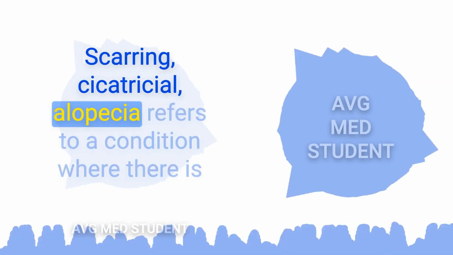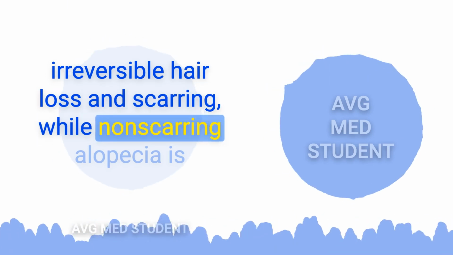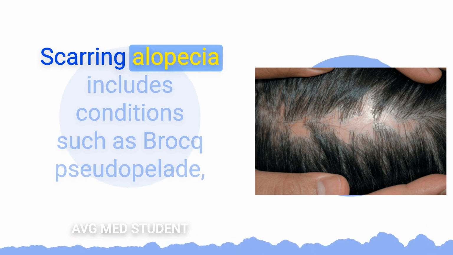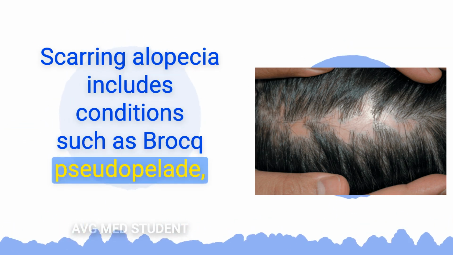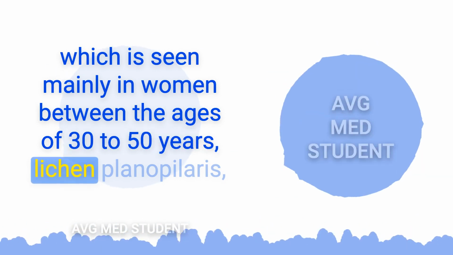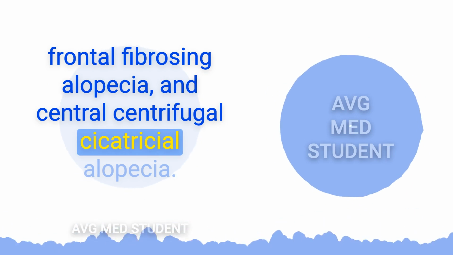Scarring. Cicatricial alopecia refers to a condition where there is irreversible hair loss and scarring, while non-scarring alopecia is characterized by reversible hair loss without scarring. Scarring alopecia includes conditions such as Brocq pseudopelade, which is seen mainly in women between the ages of 30 to 50 years, lichen planopilaris, frontal fibrosing alopecia, and central centrifugal cicatricial alopecia.